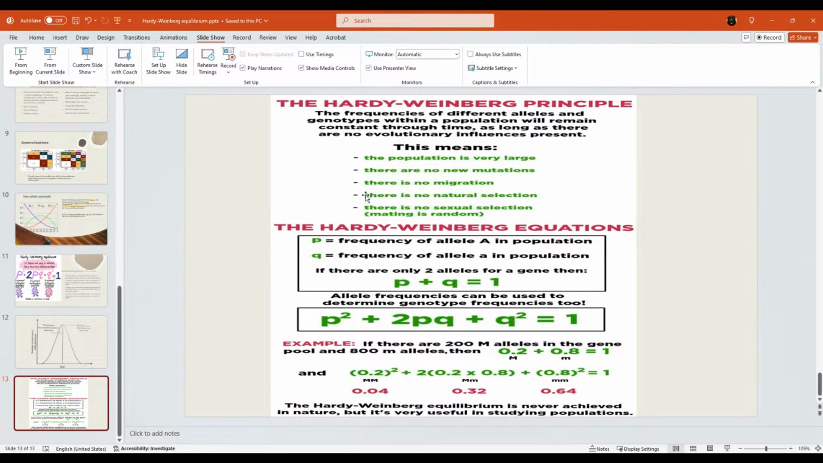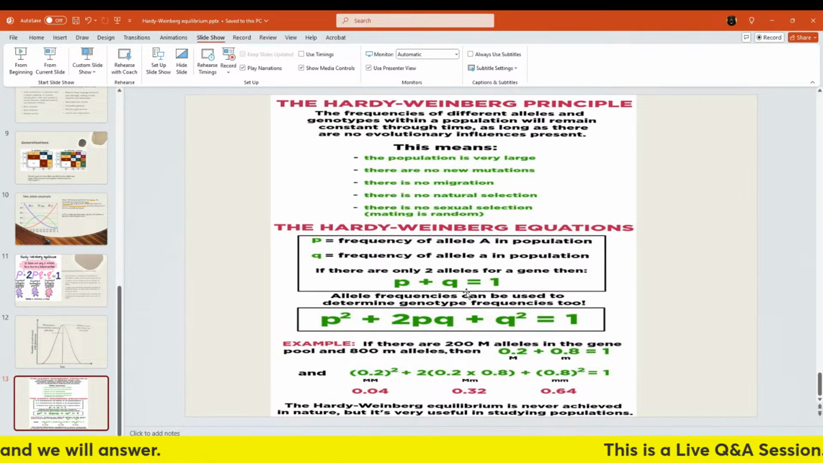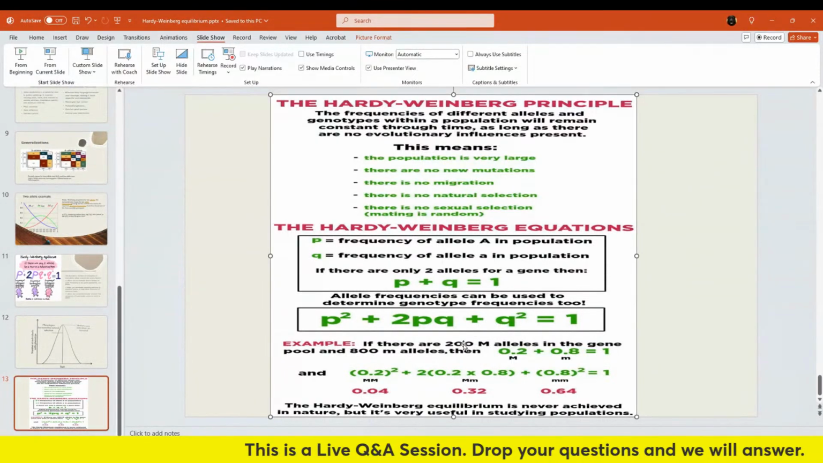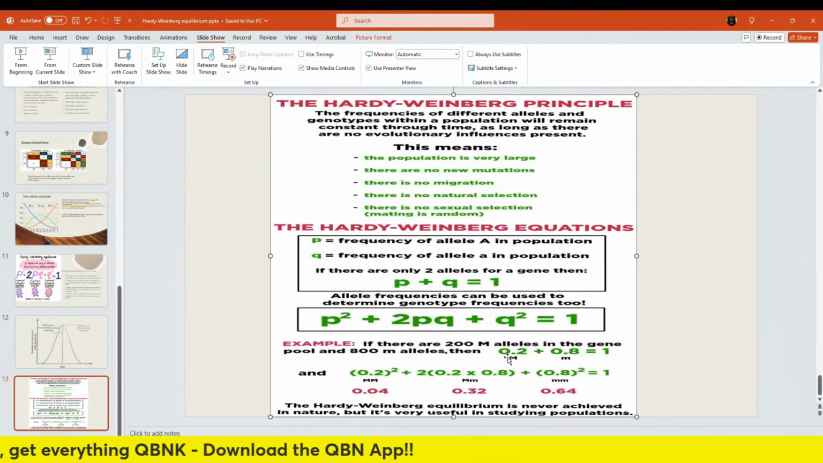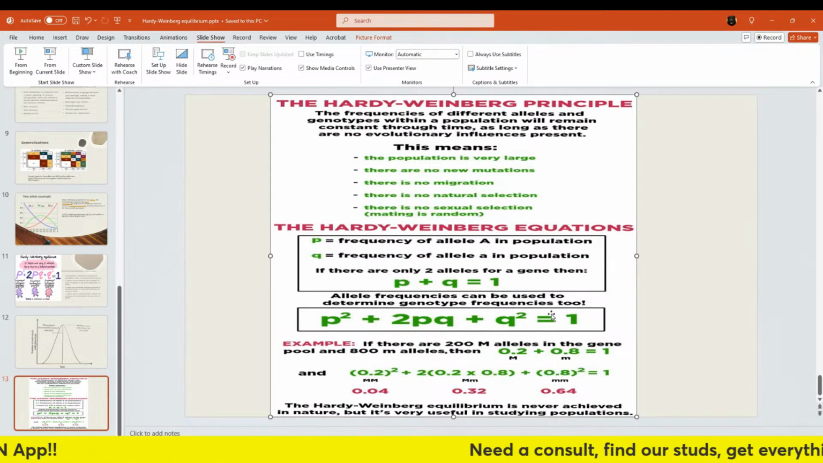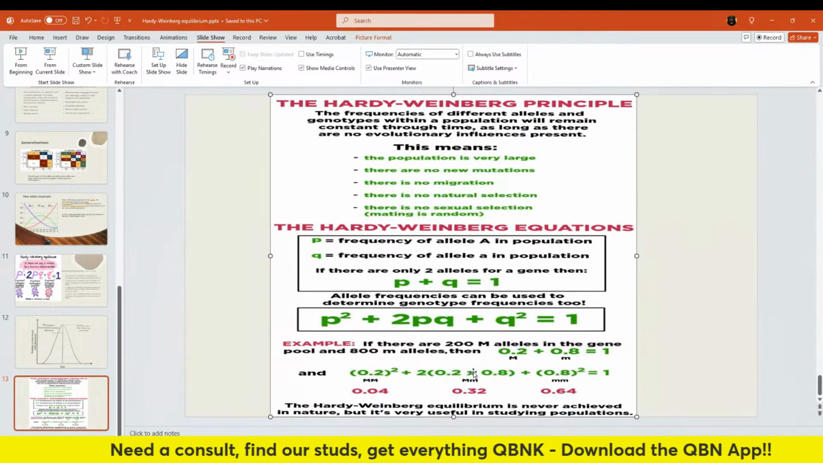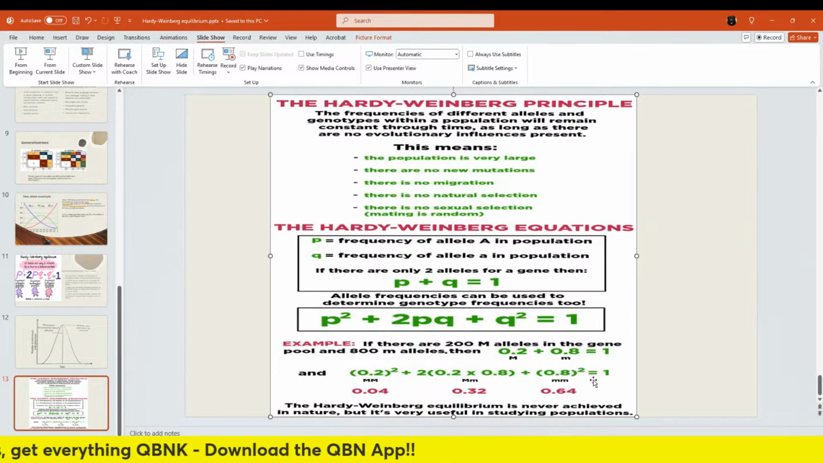But assuming all of the above is true, then again, p is the frequency of dominant, q is recessive, and we already saw the equations: p plus q equals 1, p squared plus 2pq plus q squared equals 1. So let's say there's 200 million alleles in a gene pool and 800 million alleles in the gene pool. Then we have 0.2 plus 0.8 equals 1. That's the first part, p plus q equals 1. And then we have 0.2 squared, which is 0.04, plus 2 times 0.2 times 0.8, which is 0.32, plus 0.8 squared, which is 0.64, equals 1.